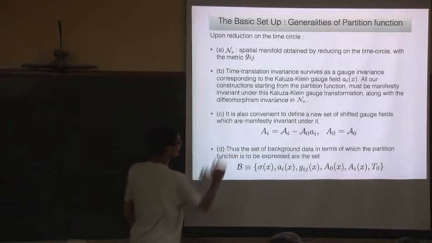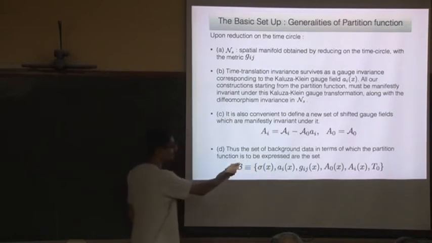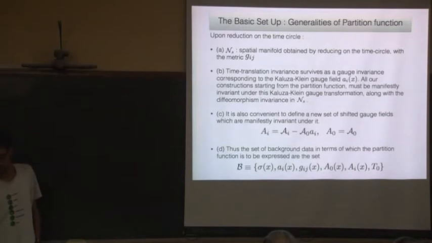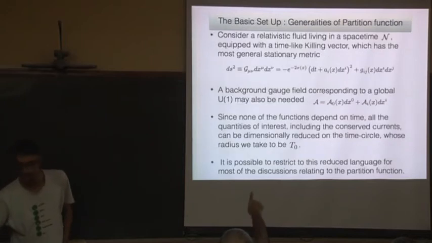We can use some gauge field A_i. So the set of background fields, the background data, is this function sigma, small a_i's, and g_ij's. If I have gauge fields, I can use this zero component of the gauge field and the spatial components, and also the time circle. Sigma was then e to the power sigma in terms of time.